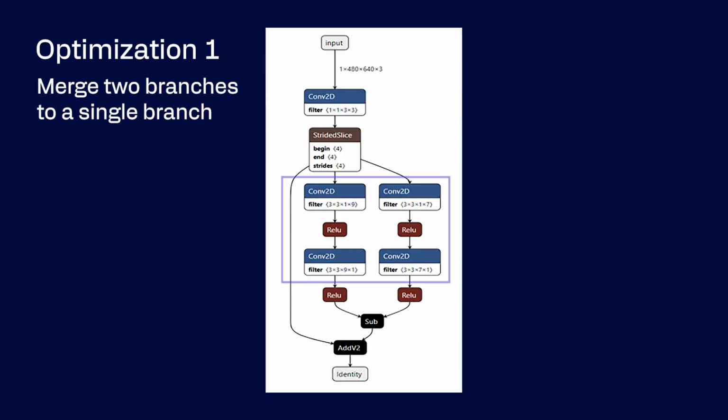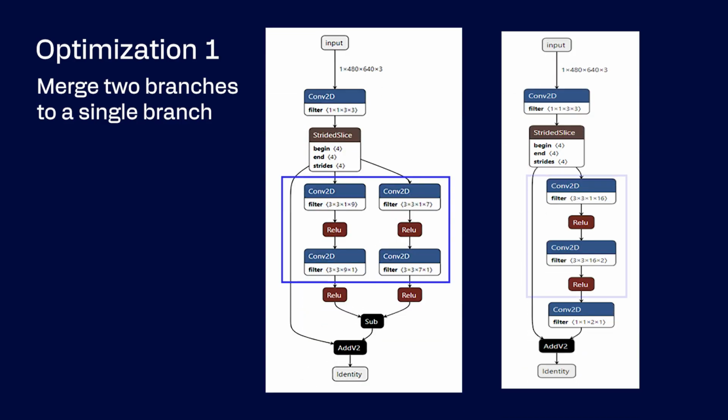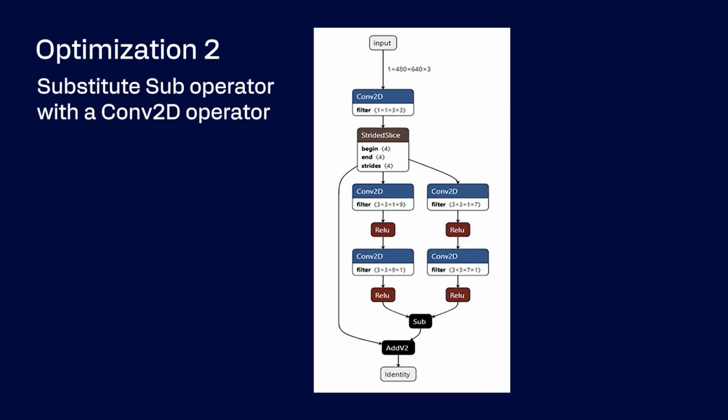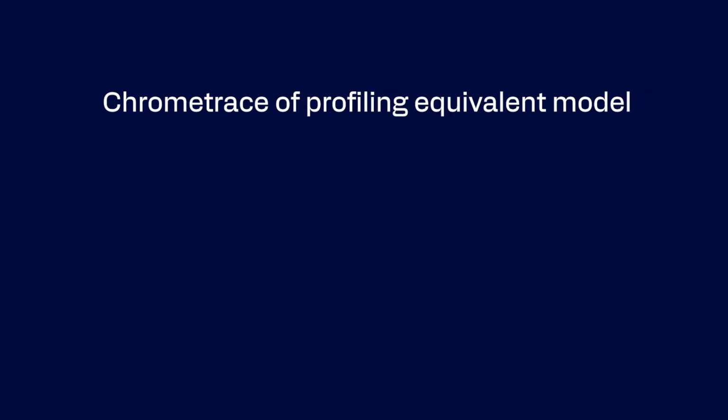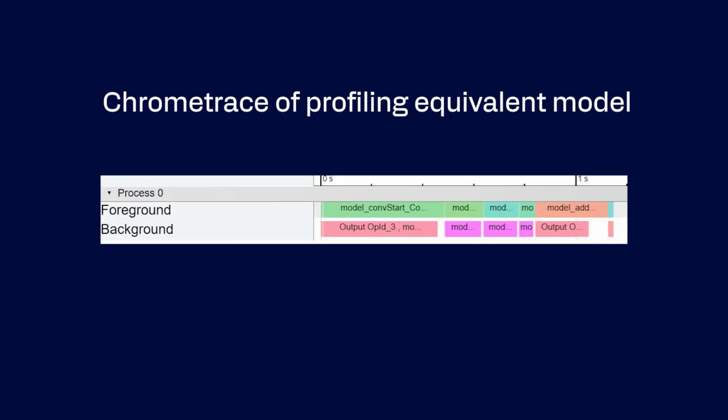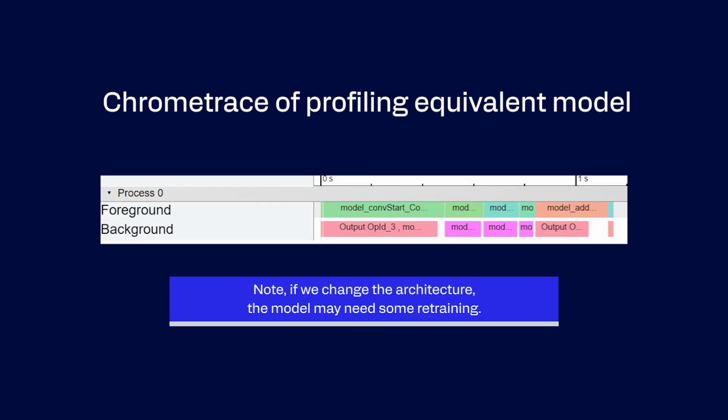To remove this bottleneck, we apply two optimizations. Optimization number one, instead of two branches, each performing a couple of convolutions, let's merge the two branches into a single branch. This can be done by modifying the convolution operation. Optimization number two, after merging two branches, there is no need for a sub-operator. We replace the sub-operator with another convolution operator to yield an equivalent model. After applying the two optimizations, we can profile the model again. Note, if we change the architecture, the model may need some retraining.